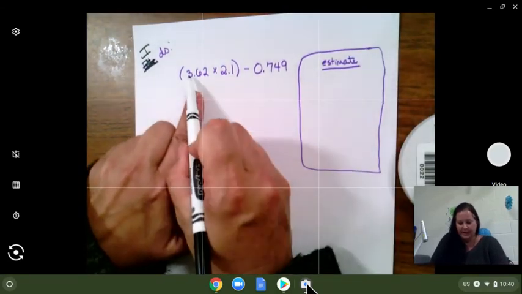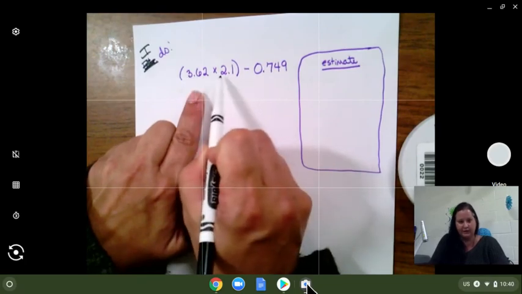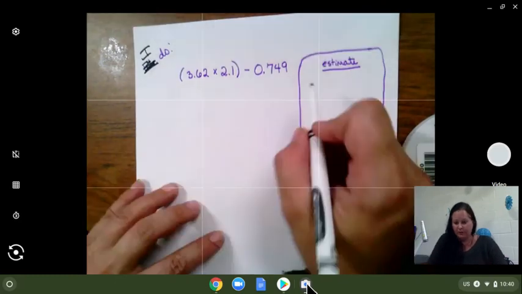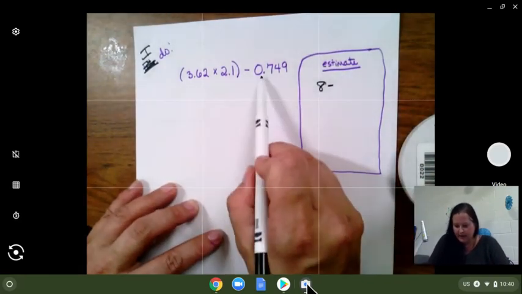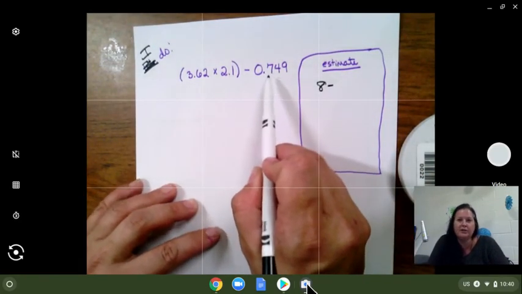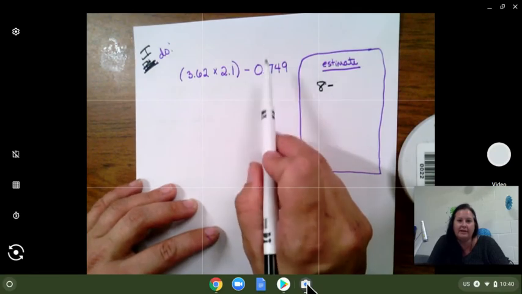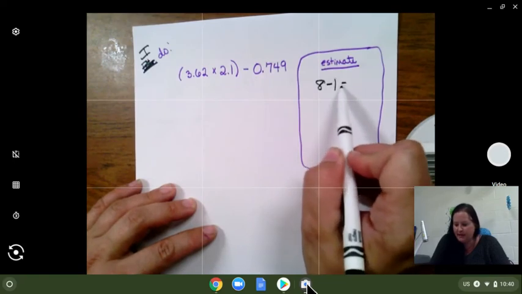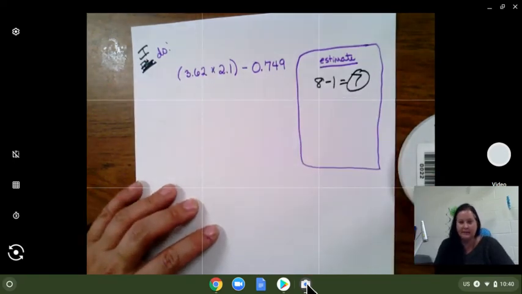First, we're going to estimate. This is close to 4, and this is close to 2. Remember, we do what's in parentheses first. So we get 8 minus a number. This number is close to 1 because 7 is bigger than 5. 5 or more, you round up to the next number. So 8 minus 1 is 7. My estimate is going to be 7.